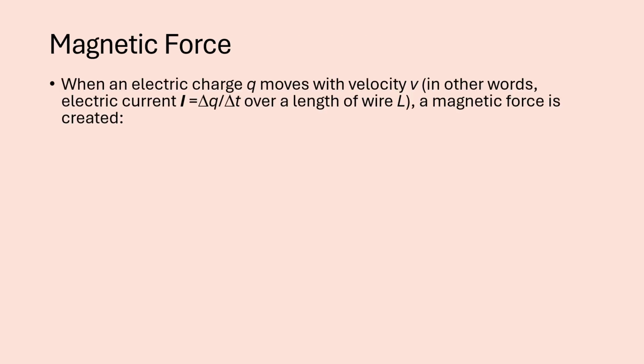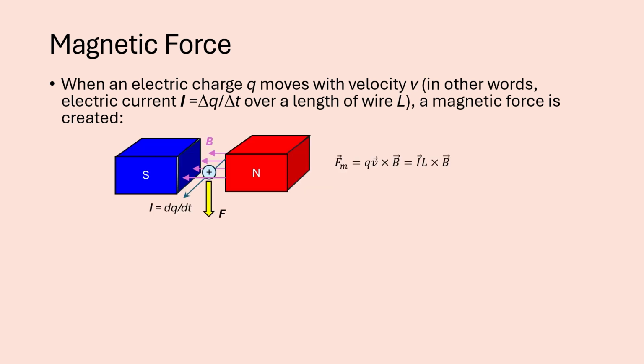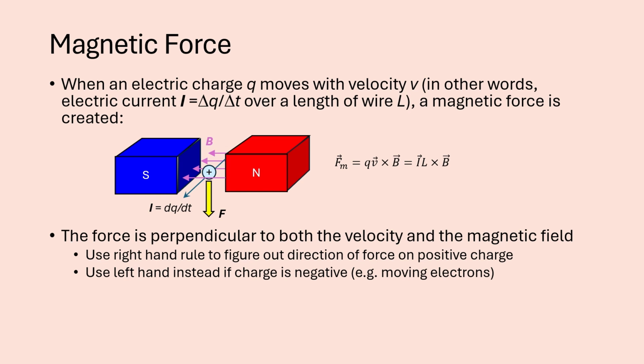When an electric charge Q moves with velocity v, a magnetic force is created equal to the charge times the velocity times the magnetic field strength. Charge times velocity equals electric current times length. The magnetic force is perpendicular to both the velocity and the magnetic field in accordance with the right-hand rule. Stick your fingers out in the direction of the magnetic field lines going from north to south. Your thumb points in the direction of the current, and your palm is the direction of the force on a positively charged particle.